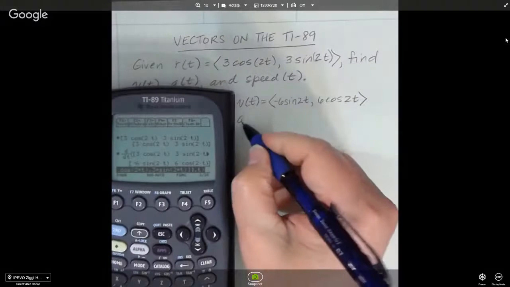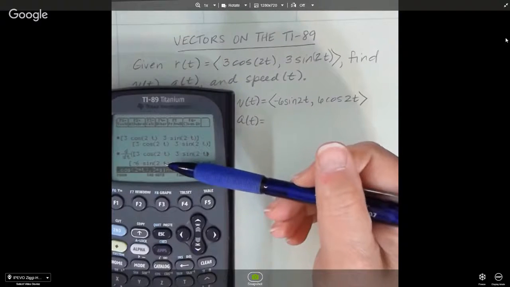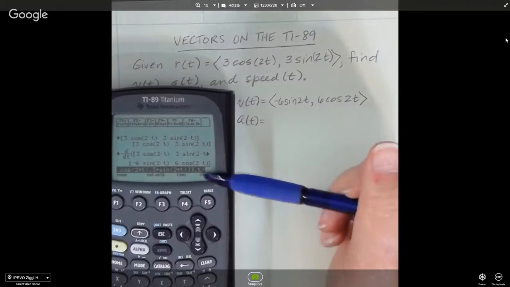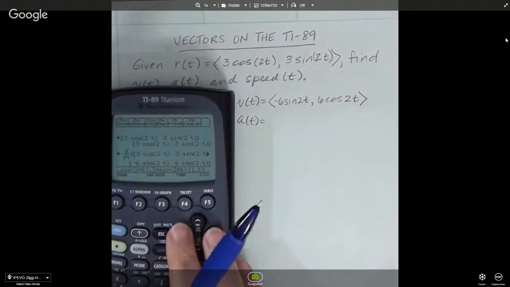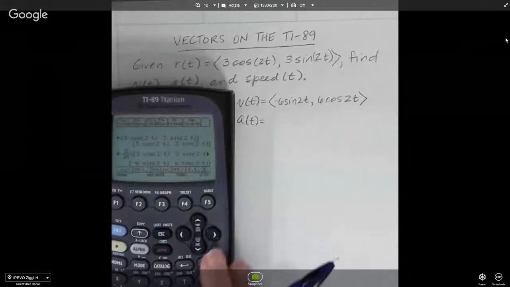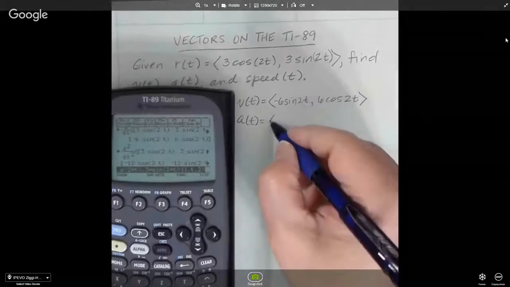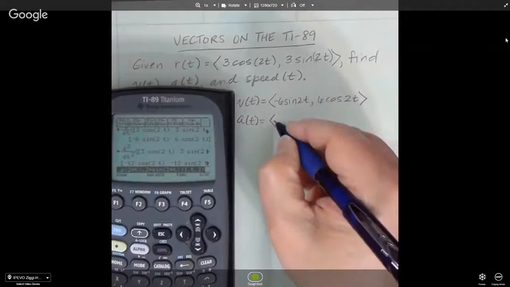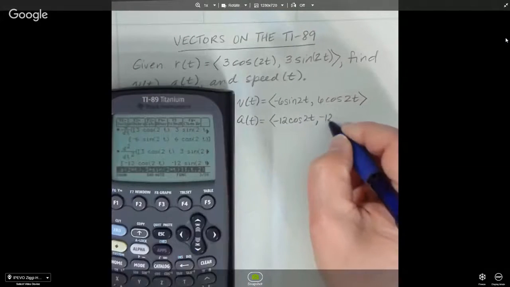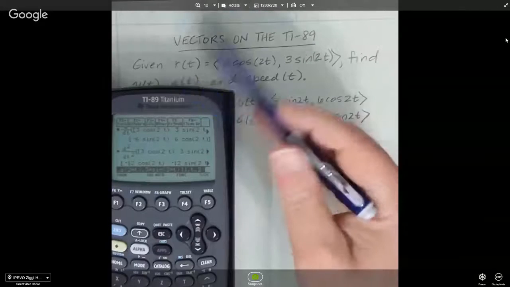Now we're going to find the acceleration, which would be the derivative of this vector, but we can use the position vector we already have because we have the nice technique here where we go inside the command and say I want the second derivative by putting a comma 2, and then press enter. And there is our acceleration vector, which is -12 cosine 2t and -12 sine 2t. So now we found the velocity and the acceleration.